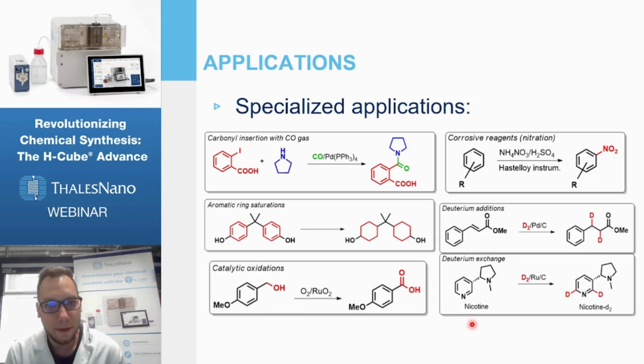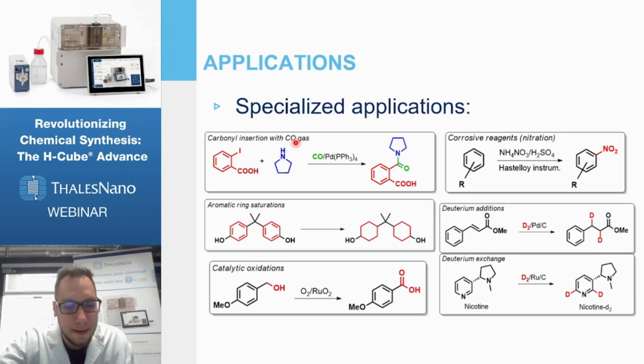And now let's have a look at some of the more rare examples that are also still possible in our H-cube series. First one is carbonylation using carbon monoxide gas. So it's perfectly possible to turn off the hydrogen production from the cell in the H-cube Advance. And using the built-in mass flow controller feature of the instrument, you can connect a carbon monoxide cylinder to the H-cube Advance, and then you can do carbonylations.